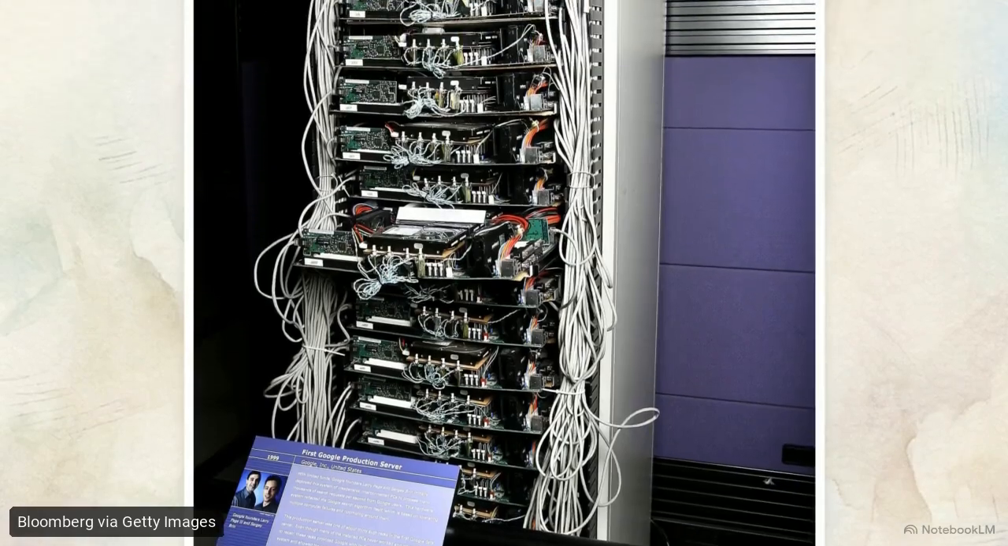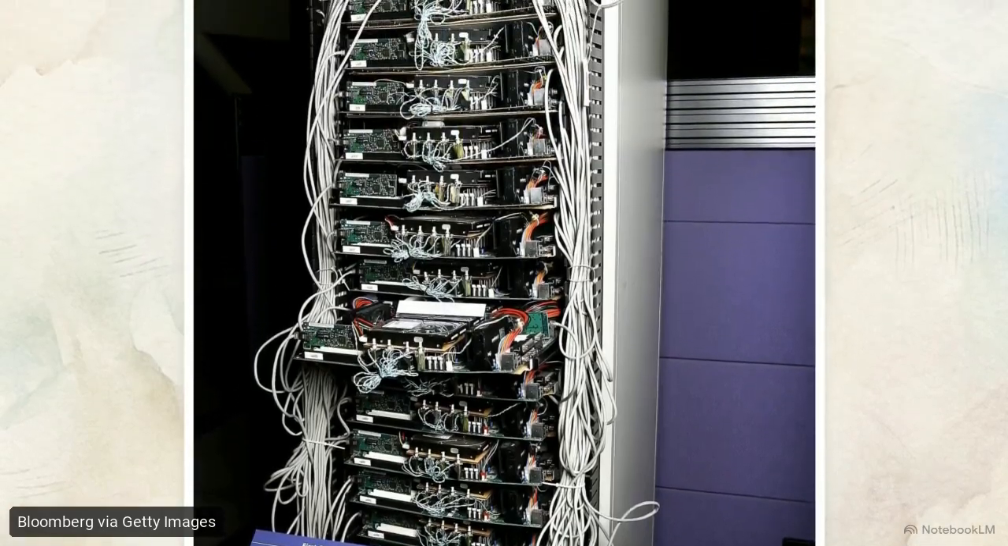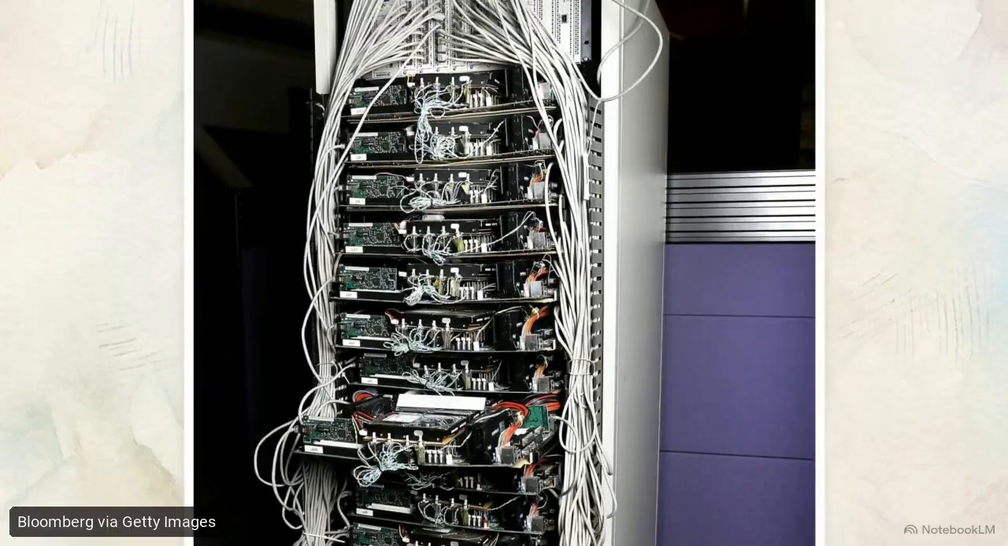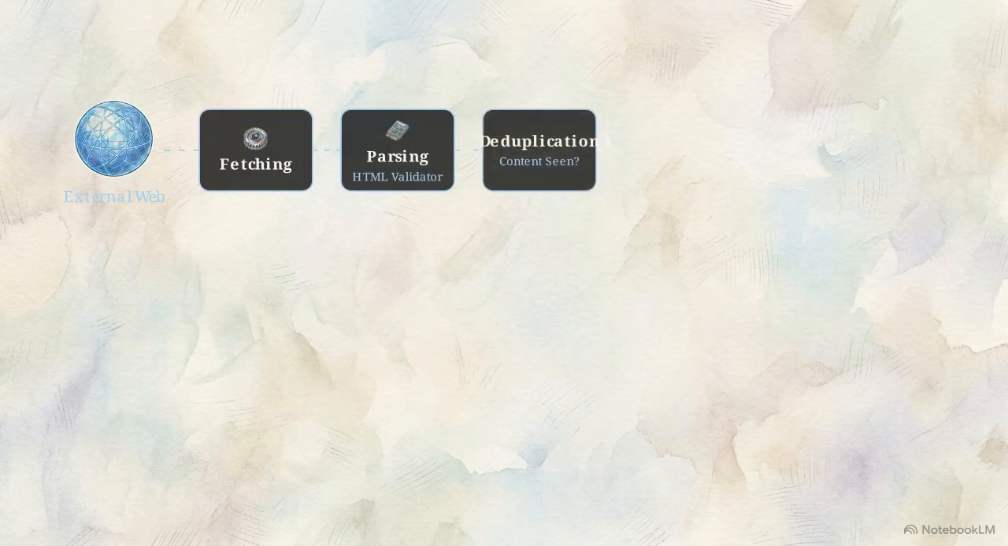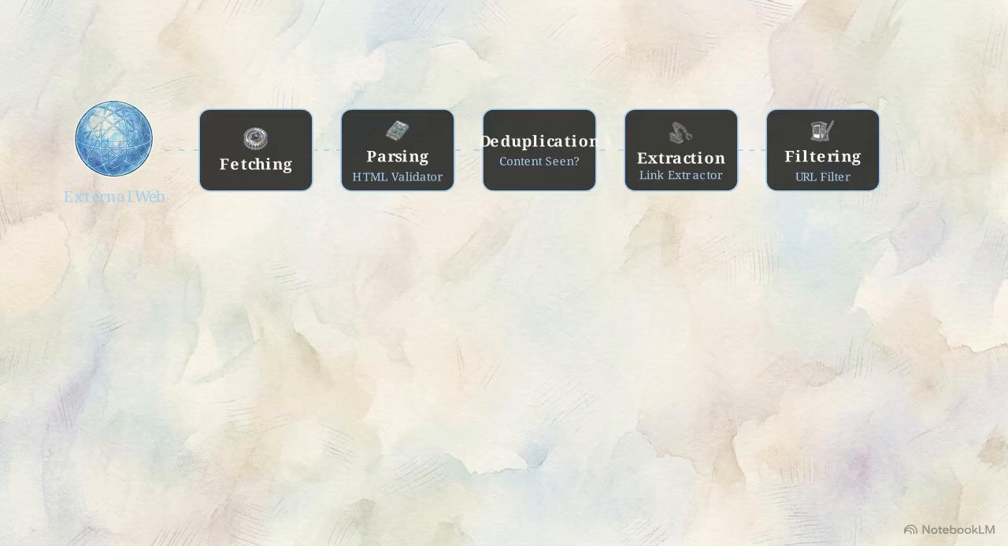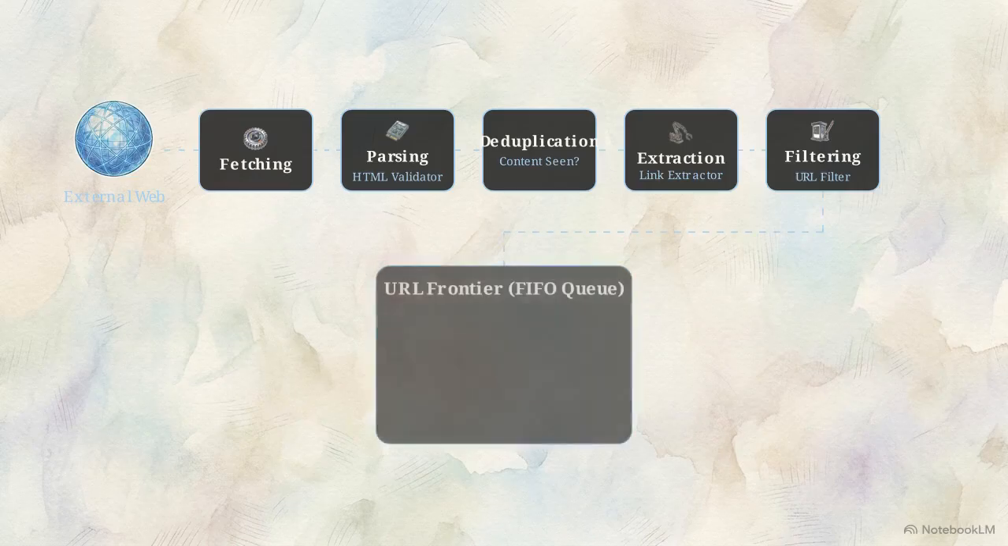To build a Google-scale distributed web crawler from first principles, we are going to conduct a ground-up architecture review. At its core, the mechanical pipeline is straightforward. We fetch web pages, parse HTML, deduplicate content, extract links, and filter out junk.